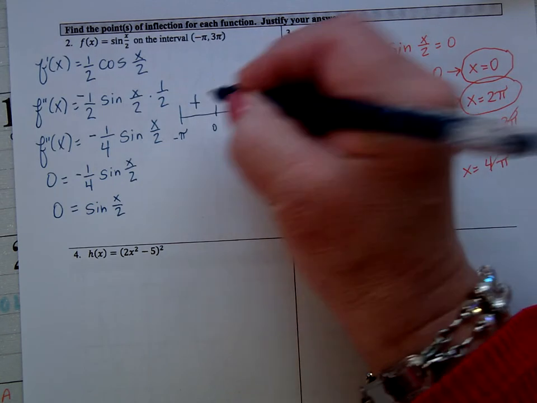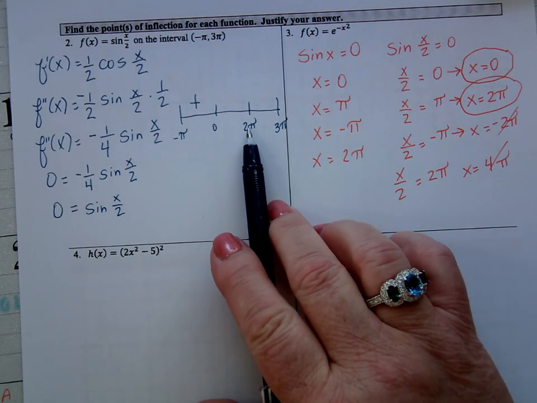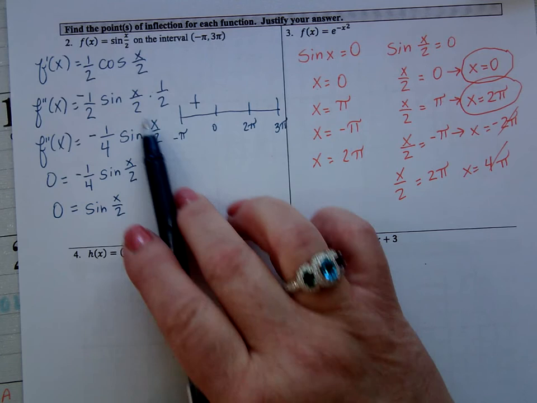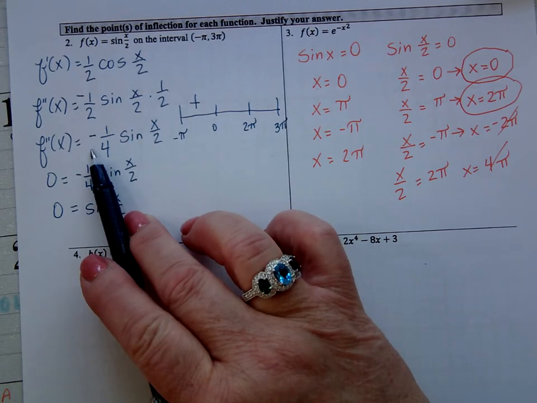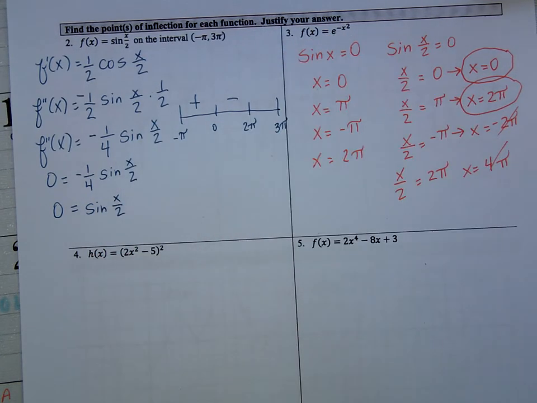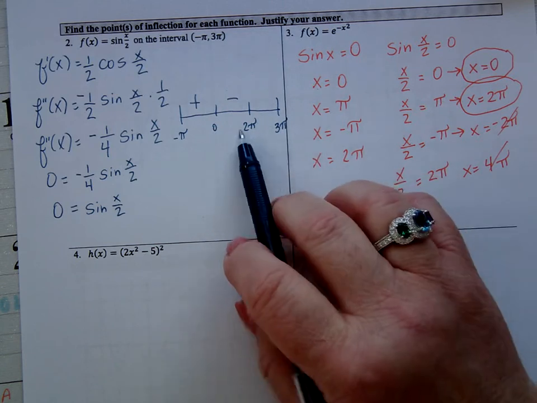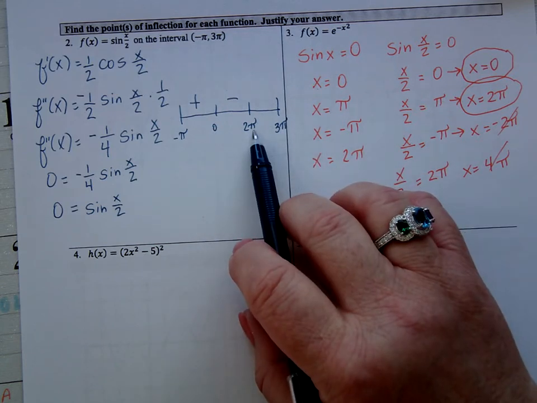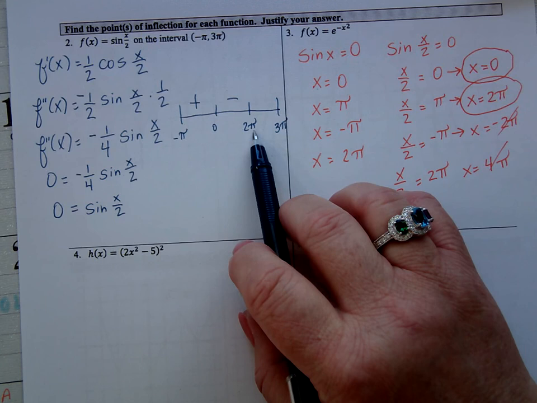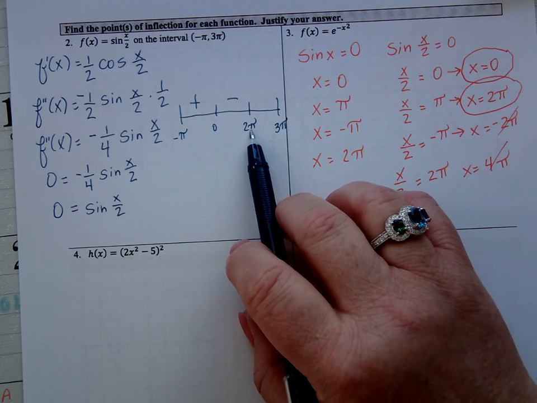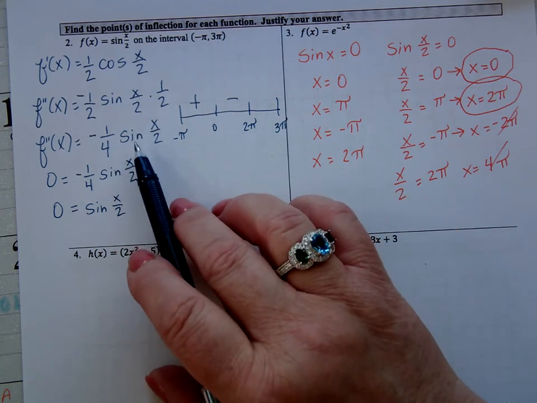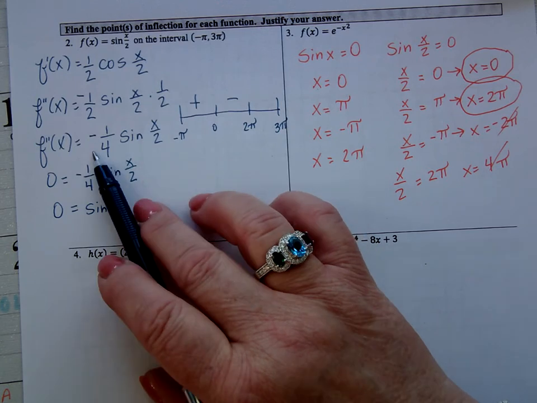If I put in a value like positive pi over 2, well, now that's a positive value. This is a negative value. This is going to be negative. If I take something beyond 2 pi, maybe 5 pi over 2, that would then give me, same idea, a negative times a negative, and that gives me a positive over here.